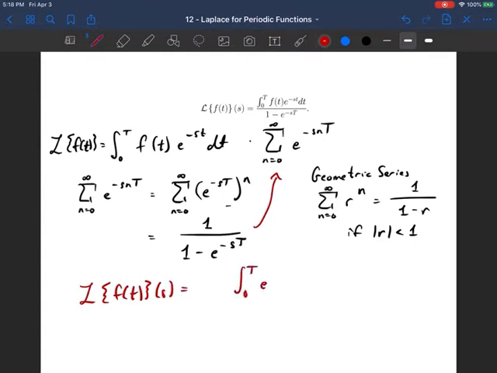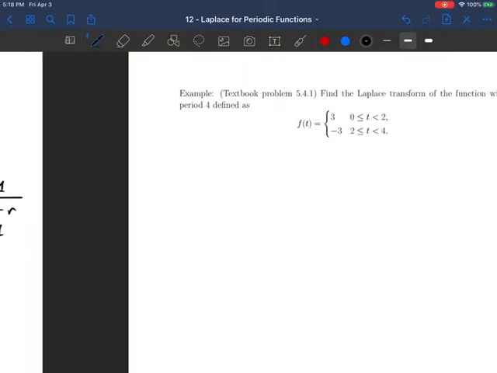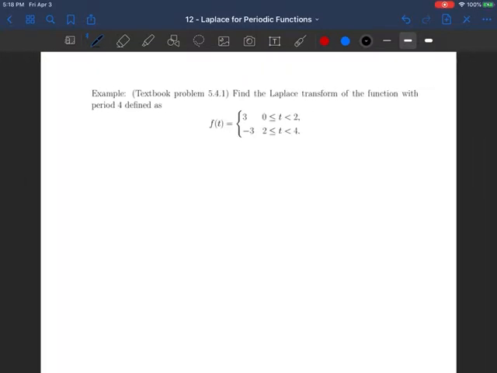The Laplace transform of f of t, F of s, for a periodic function is equal to the integral from 0 to T of f of t e to the minus st dt over 1 minus e to the minus s capital T. So that is our formula, and we can use that to calculate Laplace transforms for any periodic function we like. So we're going to give that a try now.